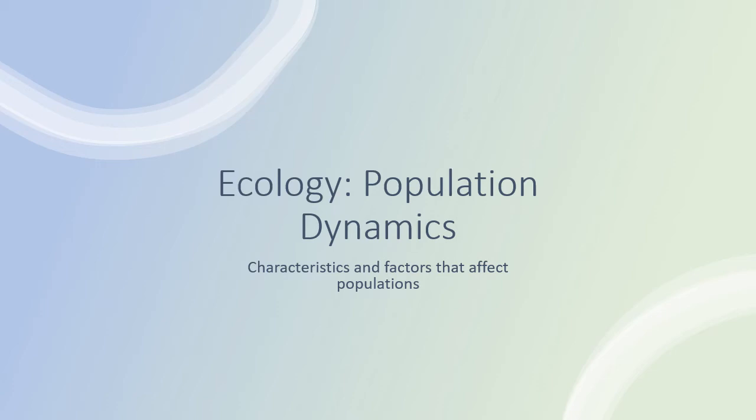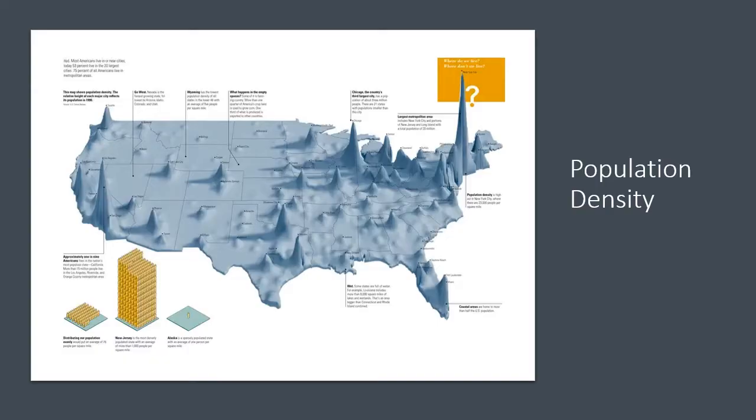Today, I'll be briefly discussing population dynamics in ecology. So this will be focused on characteristics of populations and also factors that can affect populations. All right, start off with population density. So population density is talking about how many individuals per square unit.